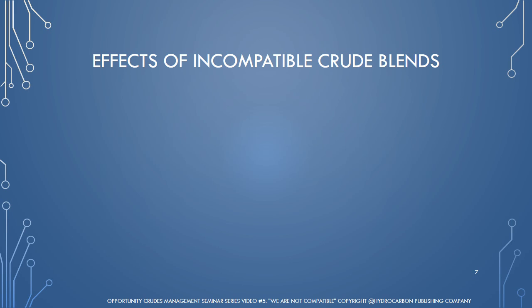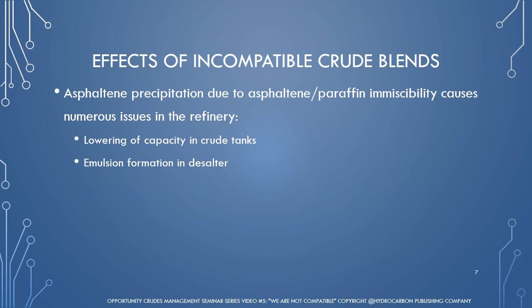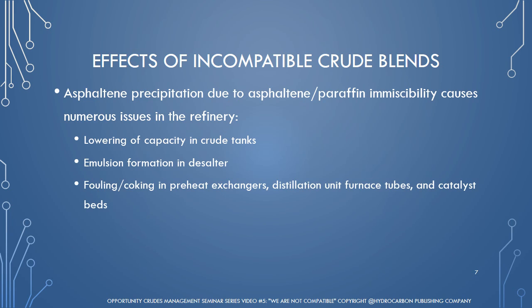Incompatible crude blends cause asphaltene and paraffin immiscibility, leading to asphaltene precipitation. This has numerous deleterious effects in the refinery, which include lowering of capacity in crude tanks, emulsion formation in the desalter, and fouling and coking in preheat exchangers, distillation unit furnace tubes, and catalyst beds.